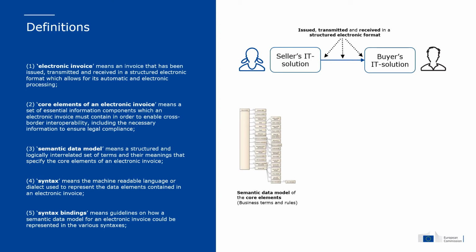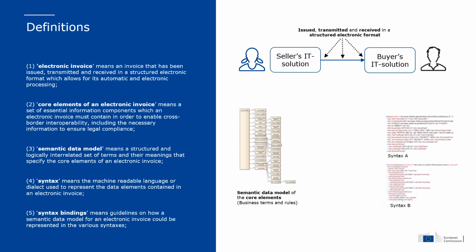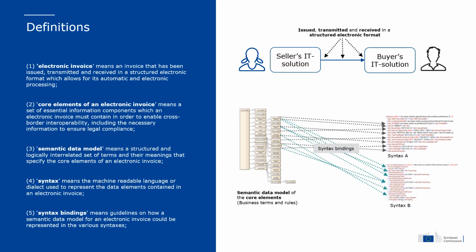And we have the semantic data model, European standard, which describes the business terms and the rules, such as invoice number, VAT amount, buyer's information, seller information, and so on. And then we have the two syntaxes, UBL 2.1 and cross-industry invoice. And the business terms are mapped by syntax bindings to these formats. So these two formats are mandatory for all public entities to receive, and the suppliers can choose whichever of them they prefer.